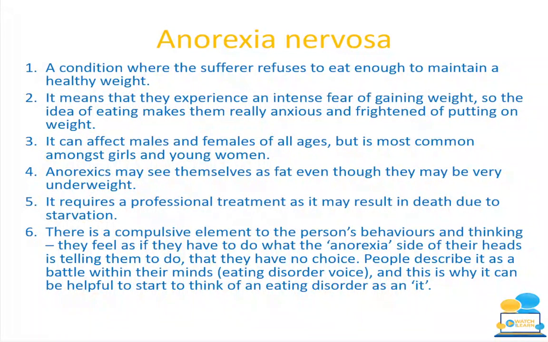Anorexics may see themselves as fat, even though they may be very much underweight. So we're thinking back to our BMI, our body mass index, and this is all found in the healthy eating chapters under strand 1, and you'd be thinking back to the food pyramid. Anorexia nervosa requires professional treatment, because if it is not treated, it could, in severe cases, result in death due to starvation, and it is important to take note of that.